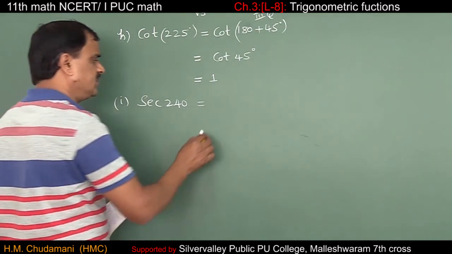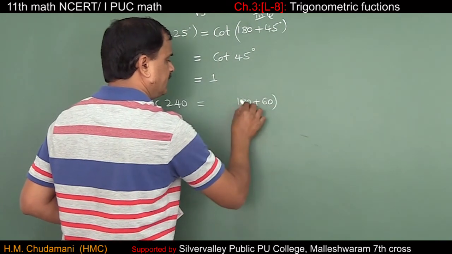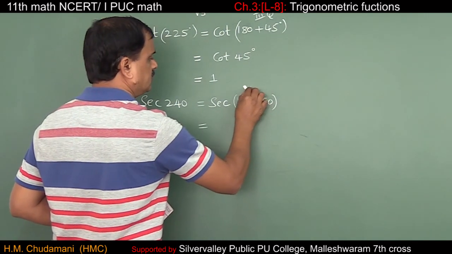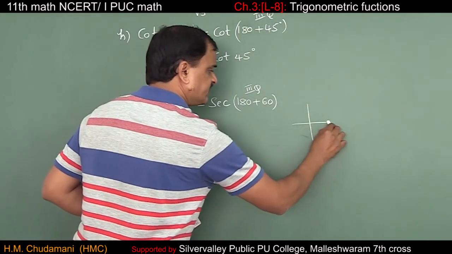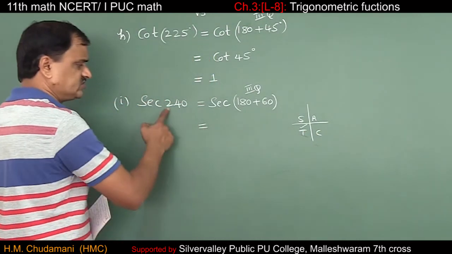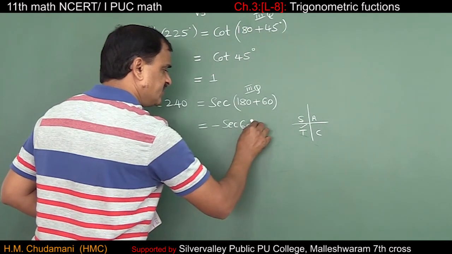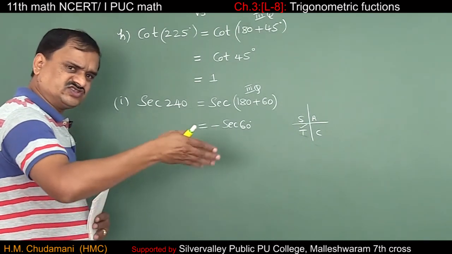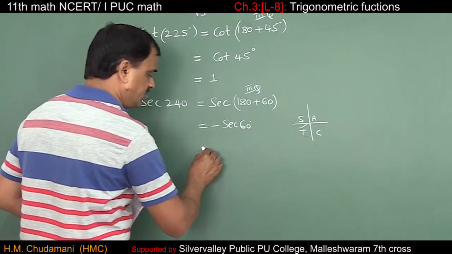Secant 240 degree. 240 can be written as 180 plus 60. So secant of 180 plus theta is in the third quadrant. In the third quadrant, as per ASTC rule, only tan and cot are positive. Since this is a secant, it should be negative. Secant 60 degree, recollect the formula. Secant 60 degree is the reciprocal of cos 60 degree. Cos 60 degree is equal to sin 30 degree, 1 by 2.